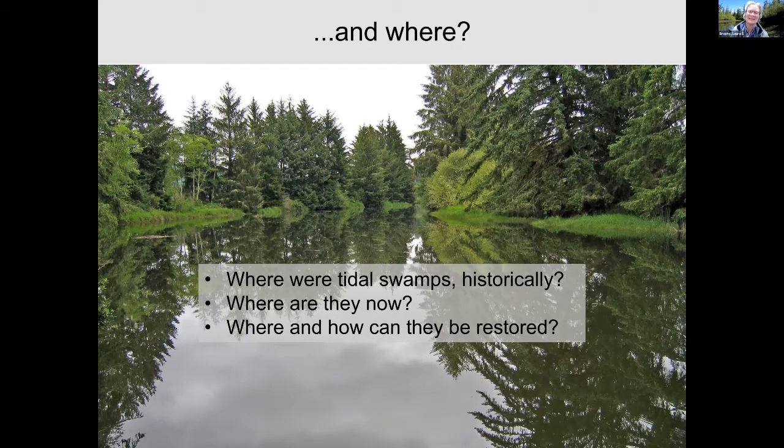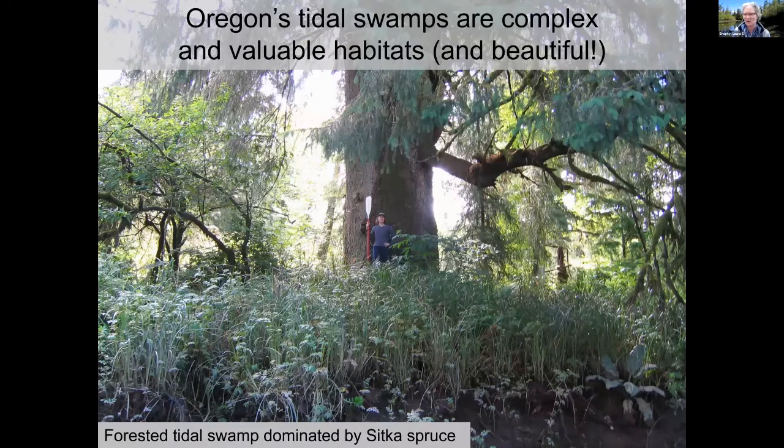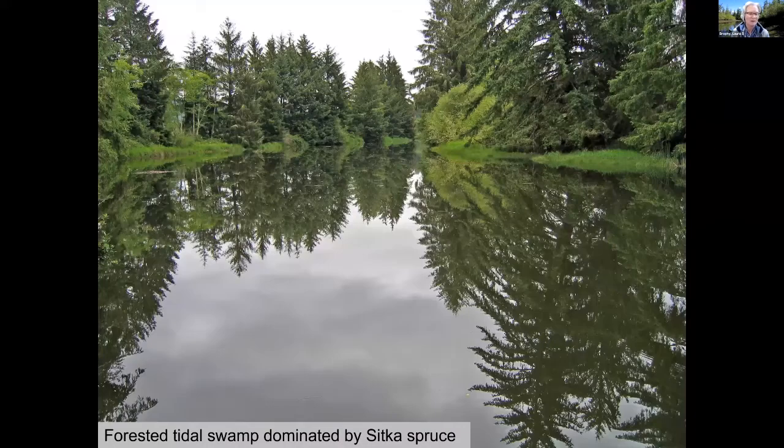So before getting into some of those technical details, I just want to show some photos because I think that tidal swamps are some of the most beautiful places I've ever seen. Many of the swamps in Oregon are dominated by Sitka spruce. That's the big tree you see in the middle of this picture with me standing in front of it with a kayak paddle. That was in the Nehalem, by the way. This is a tidal swamp in the Siuslaw.